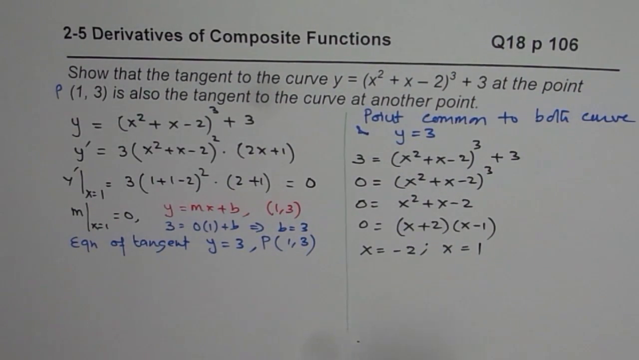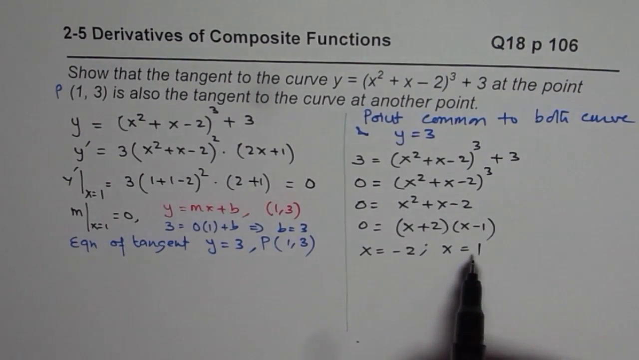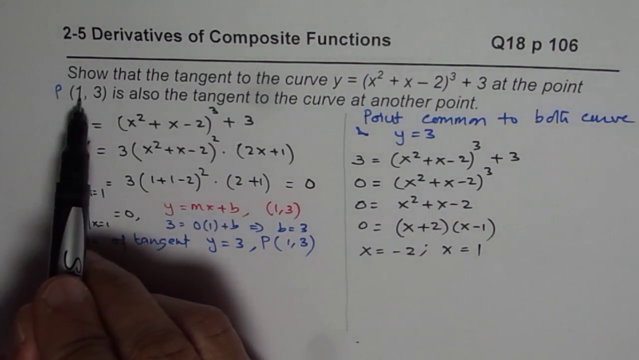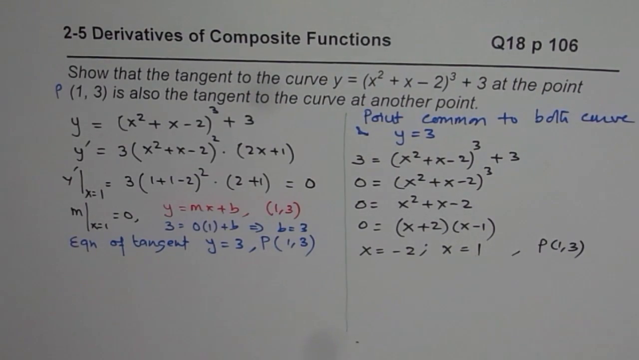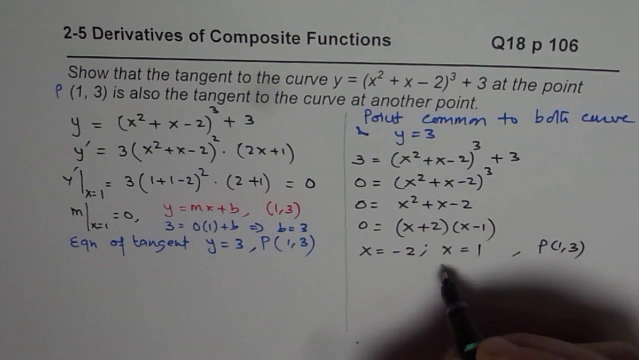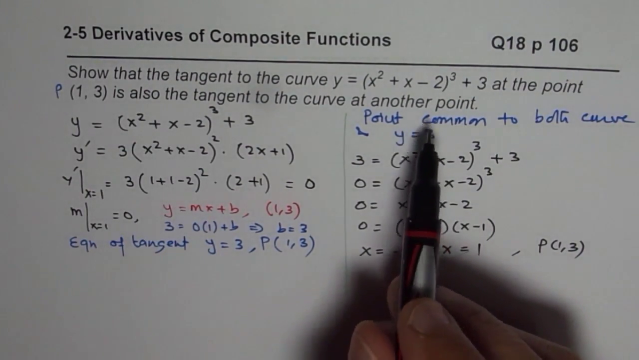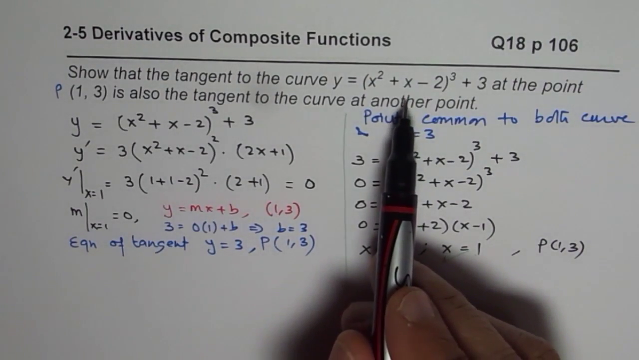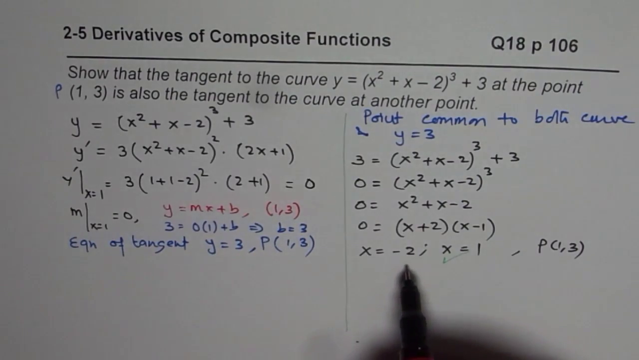So we know that the line will cut across this curve at these 2 points. At x equals 1 we have already got the point P, which is (1, 3), so that point is already taken care of. Now since this line touches or cuts across, we are not sure whether it's tangent or not at x equals minus 2. Let's figure it out.